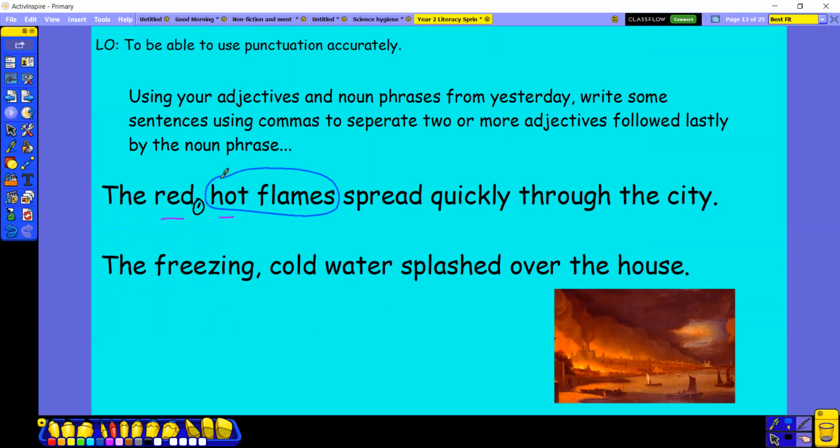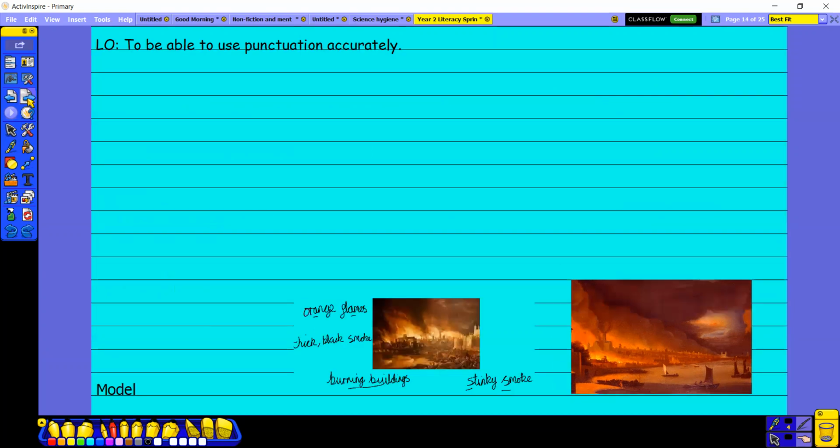So we've got the freezing, cold water splashed over the house. So there's our comma. We've got our two adjectives there. And then here we have our noun phrase, which finishes it off. So today you're going to use some of these adjectives that you were coming up with yesterday. That's why I said the more work you did yesterday, the easier your writing will be today.